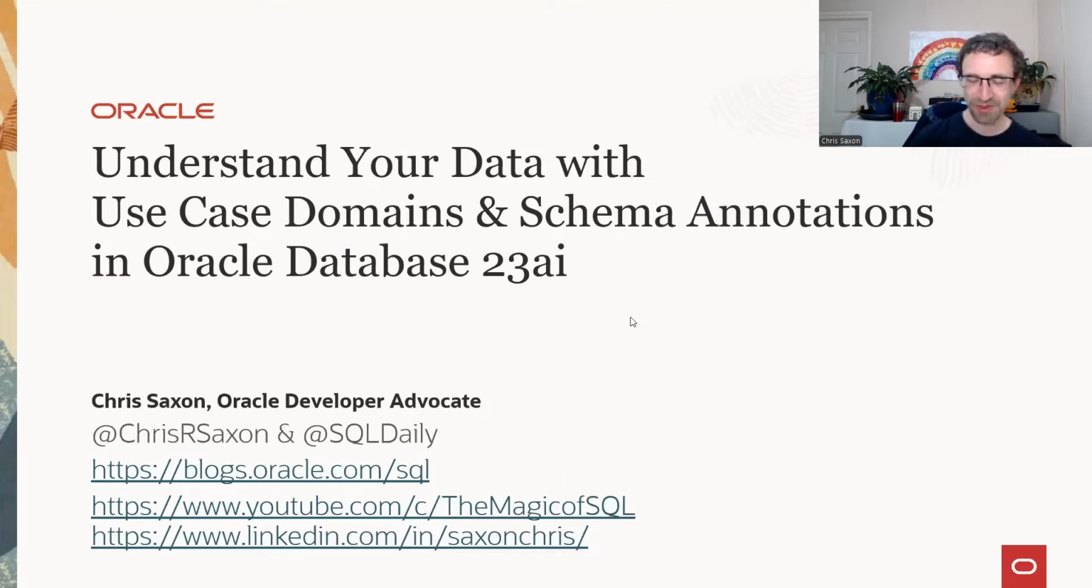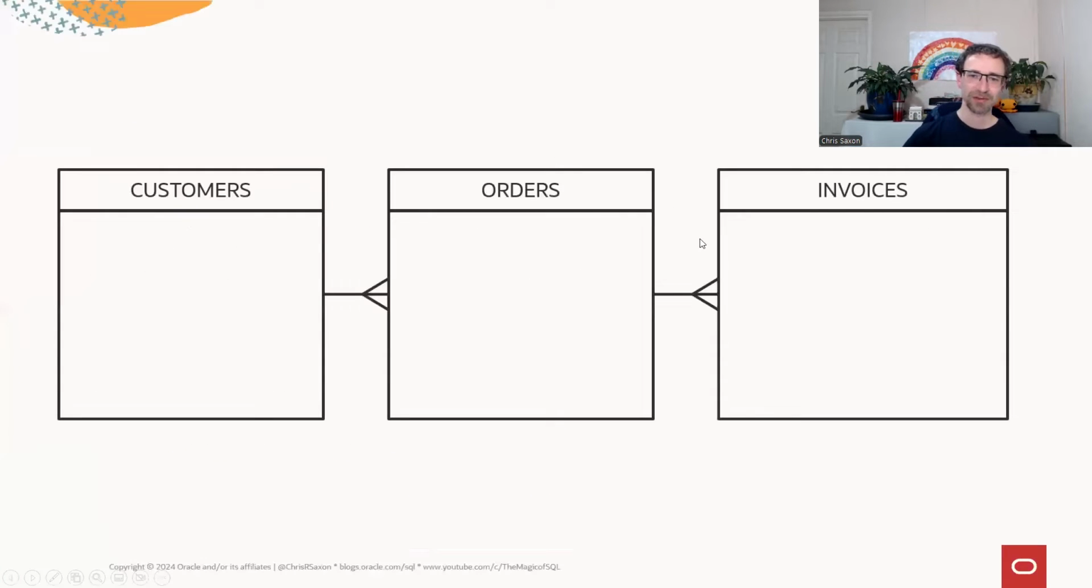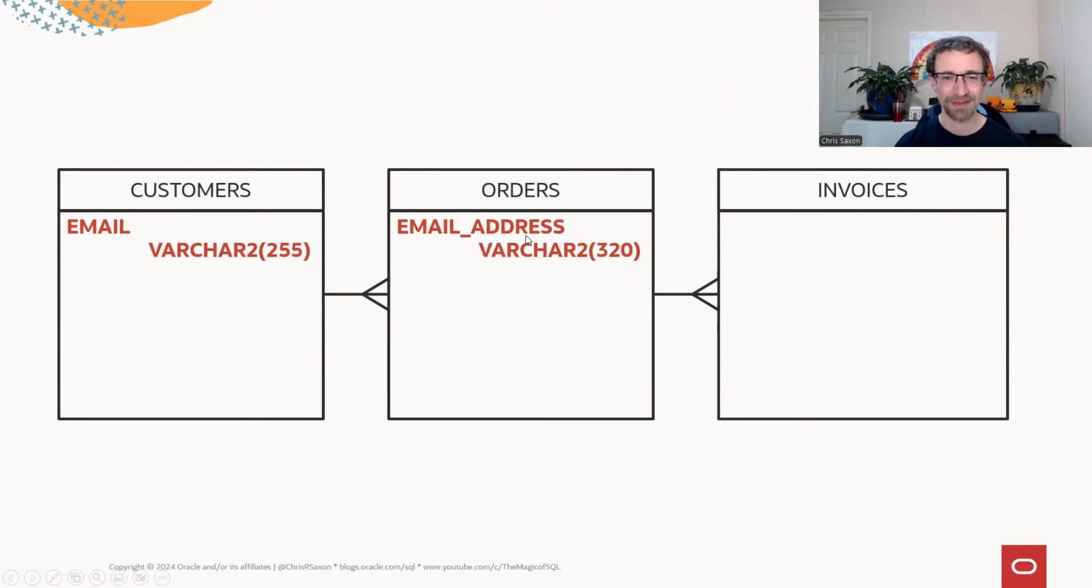To start off with, we'll introduce a problem that you may have encountered. We've got a few tables in our database: customers, orders, and invoices. There are some columns which store similar values in all of these tables, for example, email addresses. In the customers table, it's email, declared as a varchar2 555. Over in the orders table, it has a slightly different name, email address, and a varchar2 320, a slightly different definition but still fairly similar. And over in invoices, it's called customer email, but it's an nvarchar2 999. It doesn't quite fit the pattern here.